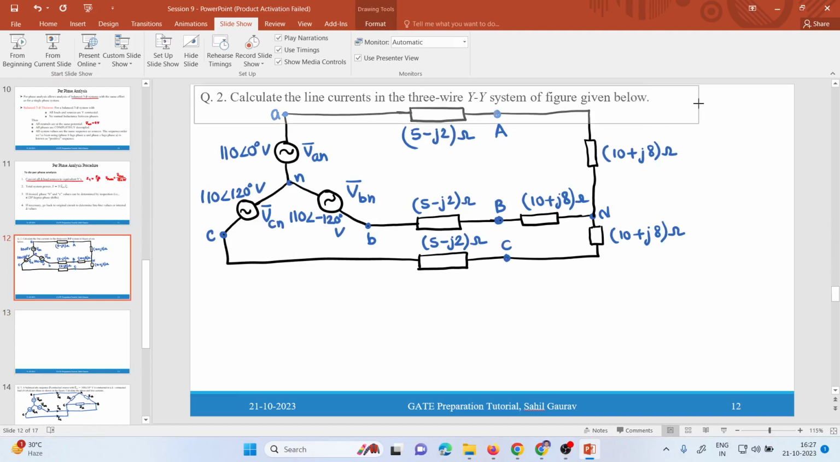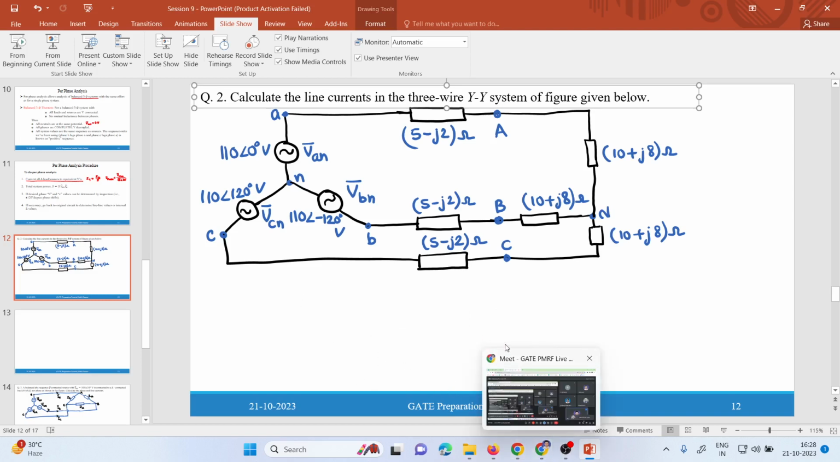So actually I have solved some problems in the first session based on the per phase analysis. I have taken the general problems based on the per phase analysis. That is very, very important. I have taken two or three general problems. They are not from GATE, but they are very basic problems. If you are able to solve these problems, then you can comfortably solve these GATE problems also.